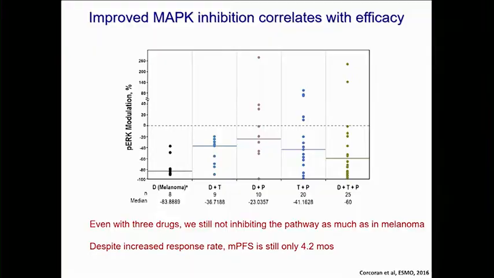And this really suggests that the increased activity we've seen with these more complex combinations really is correlated with increased MAP kinase pathway suppression, again supporting the hypothesis that the MAP kinase pathway is a critical target in this disease. So frustrating though, even with 3 drugs, we're still not where we are in melanoma with 1 drug. And even more frustrating is that despite the improvement in response rate, our median progression-free survival is only about 4 months. And so these patients are developing acquired resistance very rapidly.